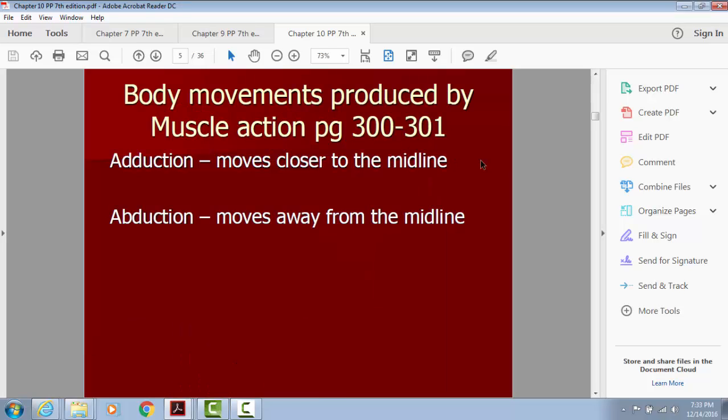Actions of muscles. Body movements produced by the muscle action. In your textbook on page 300, they talk about adduction. If you remember, the prefix ad means towards. So if you are adducting something, you're moving it closer to the midline. They show a figure of a lady who is bringing her arm and her leg closer to the midline of the body from an outstretched position. And then abduction is the opposite. It's moving away from the midline of the body, so it's taking the hand and moving it outward and the leg moving it outward.